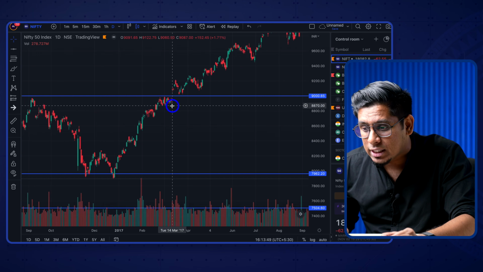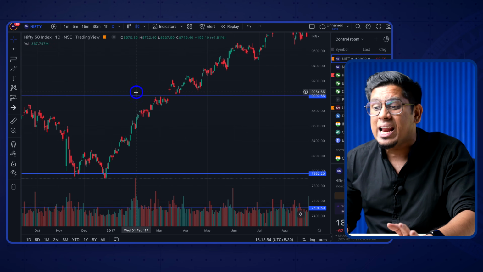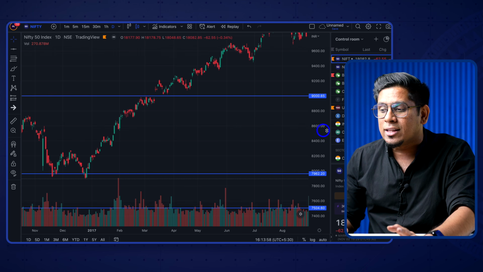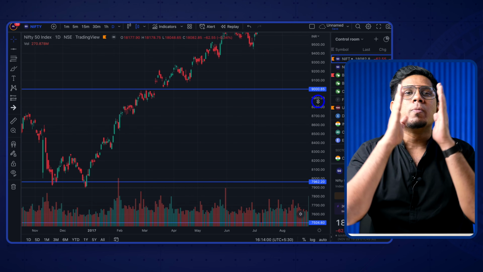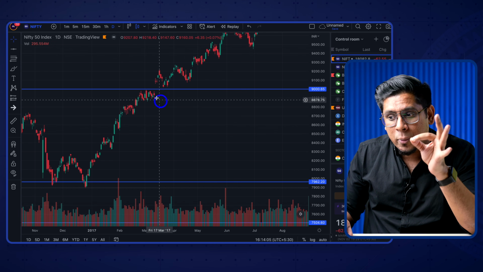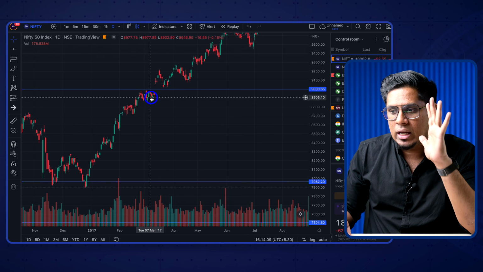Beautifully, for these are day candles for your information. For 11 days, Nifty respected 9,000, not being able to break 9,000. So seeing that, what can I do? I can wait. I can wait for a confirmation of that resistance coming into the picture, or I can wait for a confirmation of a breakout. What eventually happened? I'm waiting.